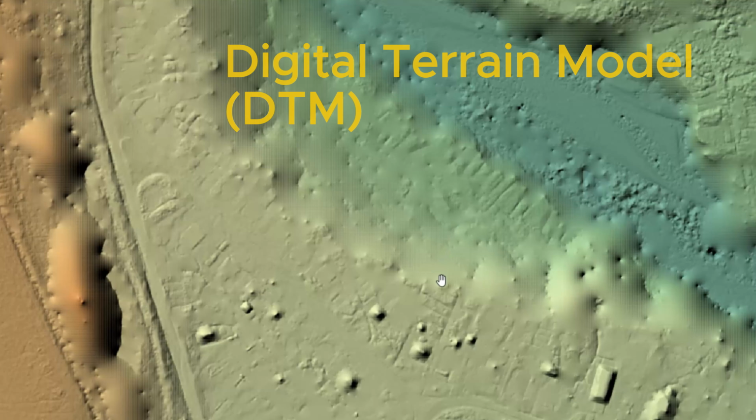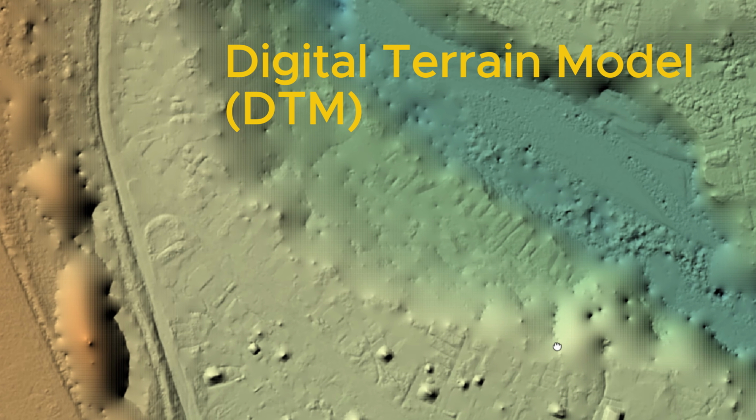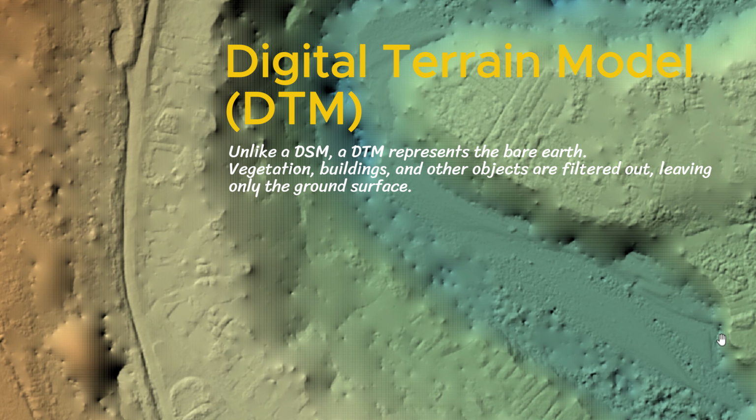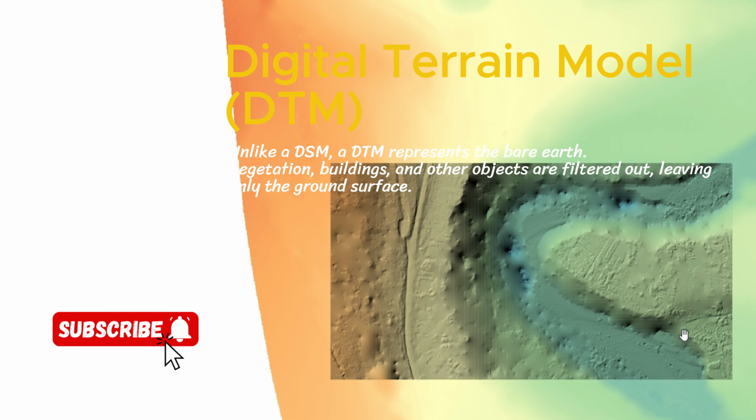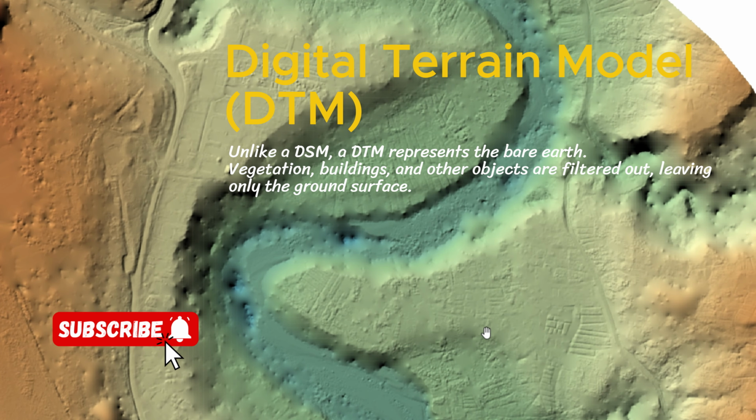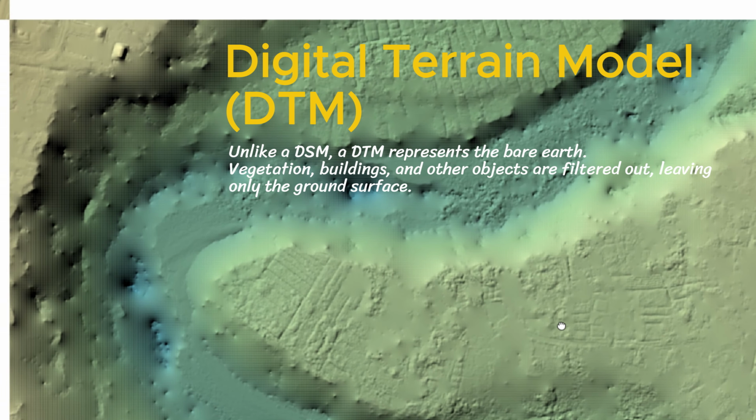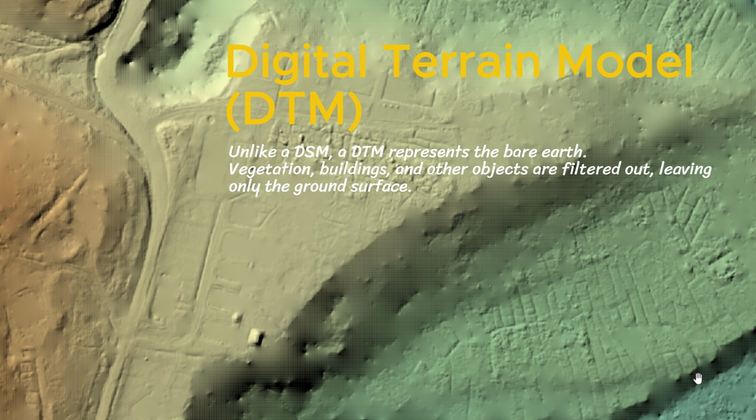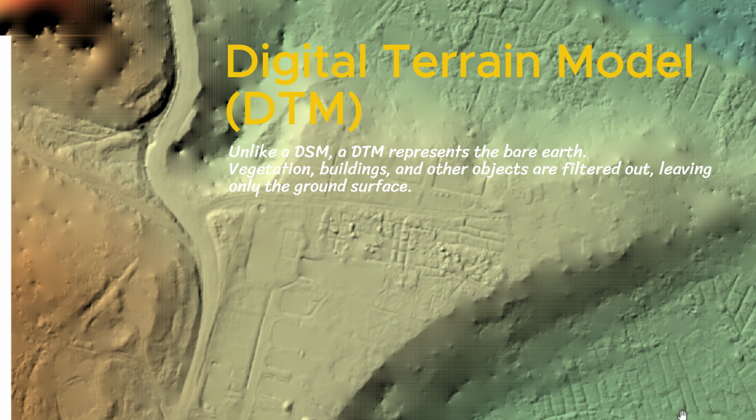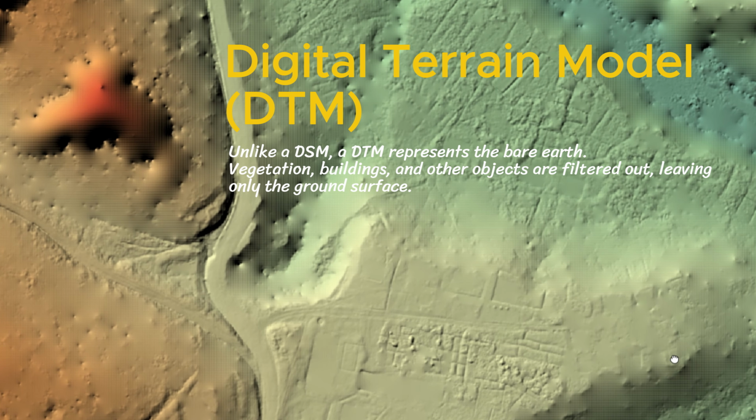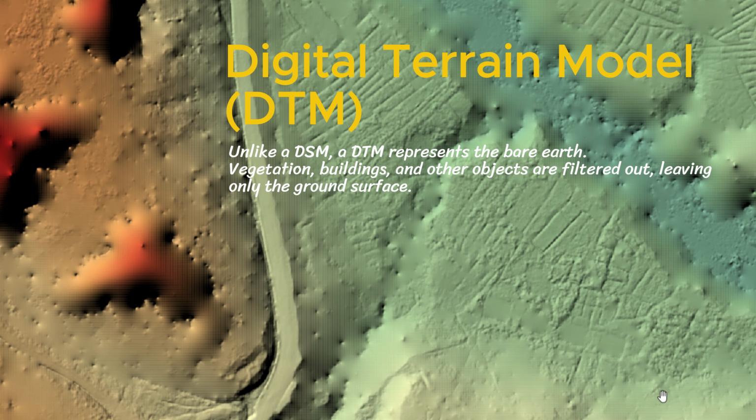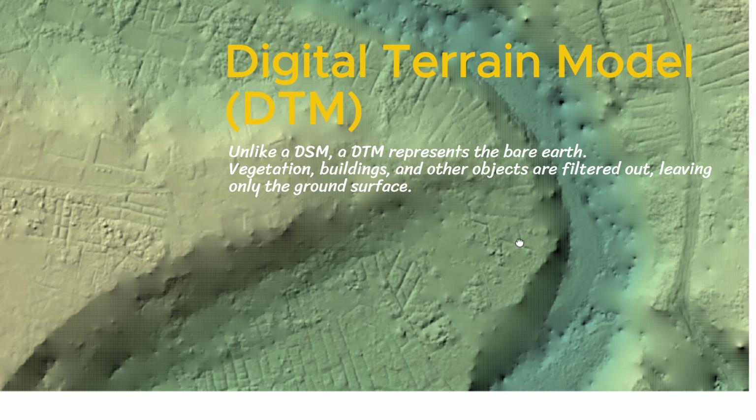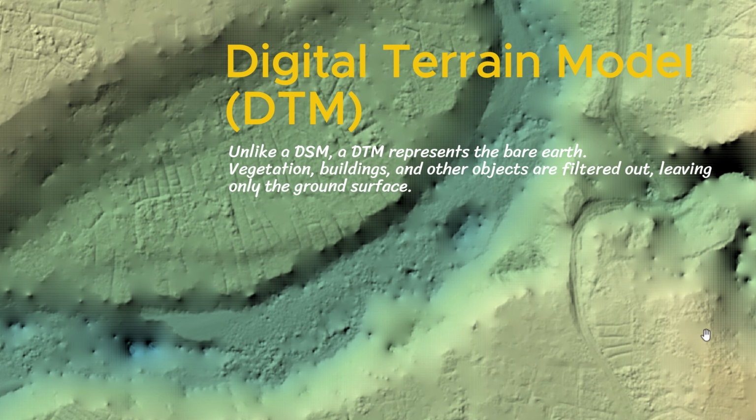Next is the Digital Terrain Model, or DTM. Unlike a DSM, a DTM represents the bare earth. Vegetation, buildings, and other objects are filtered out, leaving only the ground surface. DTMs are critical for engineering design, earthworks and cut-and-fill calculations, flood modelling, road and infrastructure planning. This dataset gives engineers a clean, accurate representation of the terrain beneath everything else.